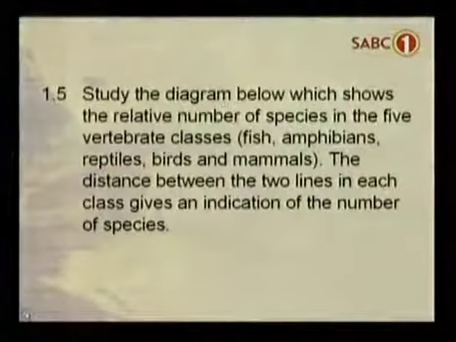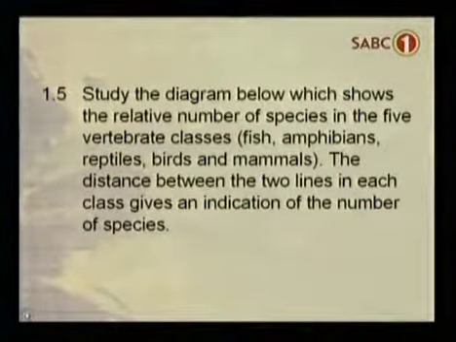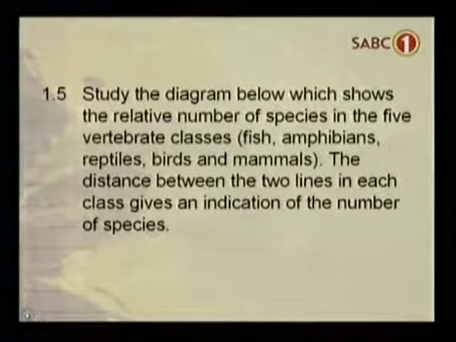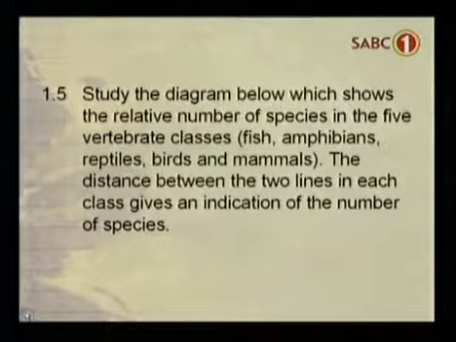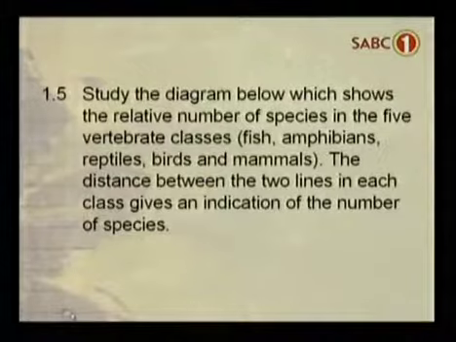What we're going to do is look at a question which basically shows a tree of the development of certain organisms. It says, study the diagram below which shows the relative number of species in the 5 vertebrate classes: fish, amphibians, reptiles, birds, and mammals. The distance between the 2 lines in each class gives an indication of the number of species.